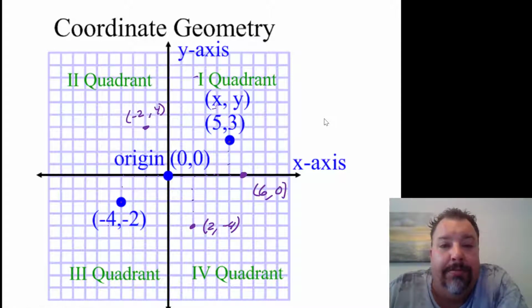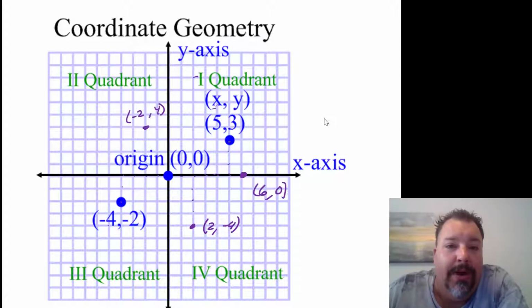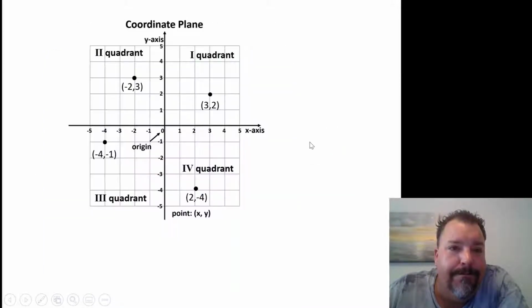And again, the first coordinate is our x coordinate. That tells us if we go left or right. And the second one is our y coordinate. That tells us if we go up or down. Here's another slide showing the same thing with some additional points.